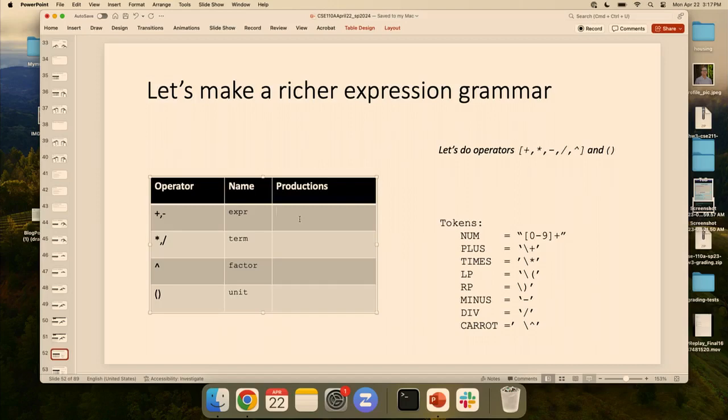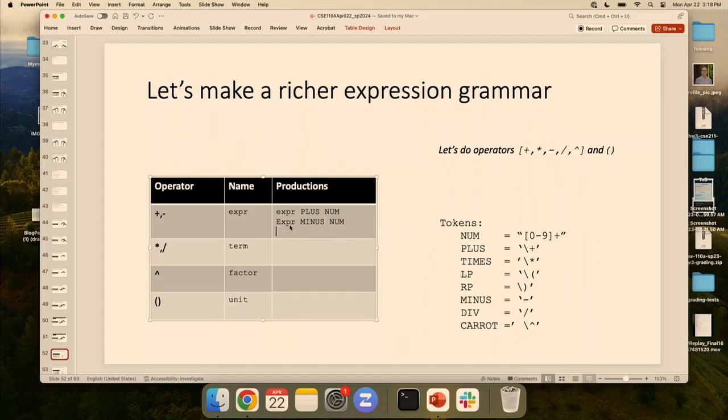Yep. Plus. Expression plus or minus. Well, let's do it in 2 rows, because some frameworks allow you to do regular expressions in your production rules, but we'll just do a different choice for that. So it can be an expr minus num or a num. Is that what you were saying? Okay, very, very close.